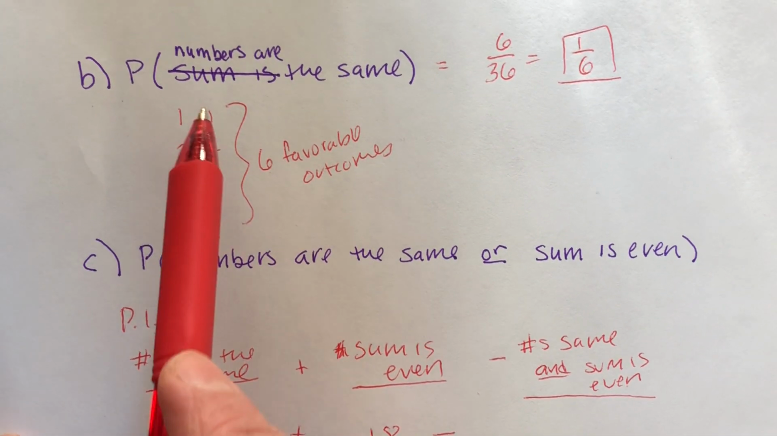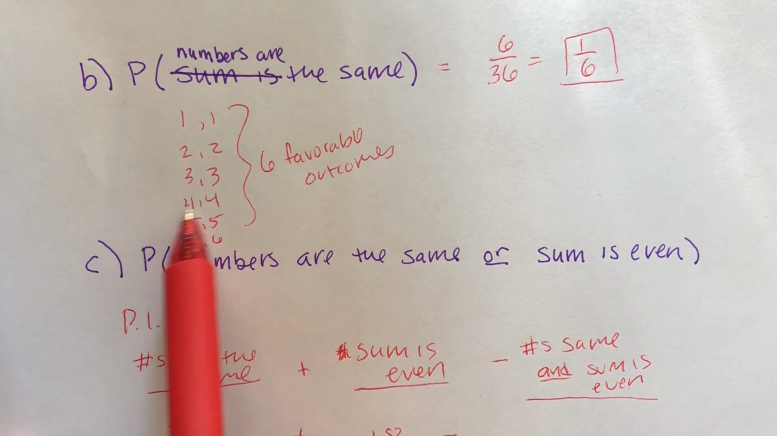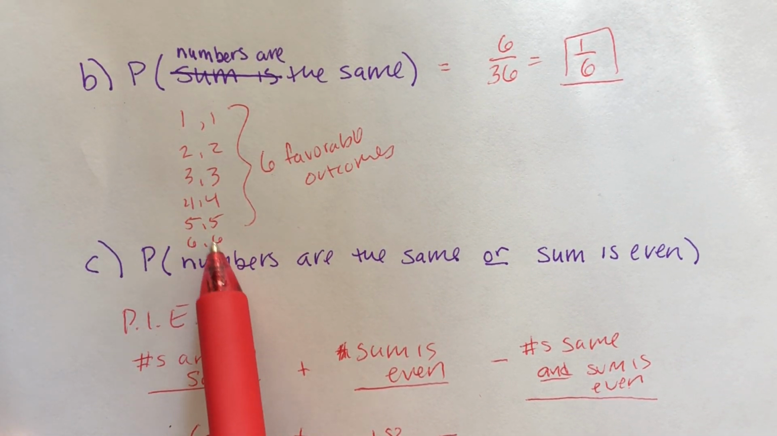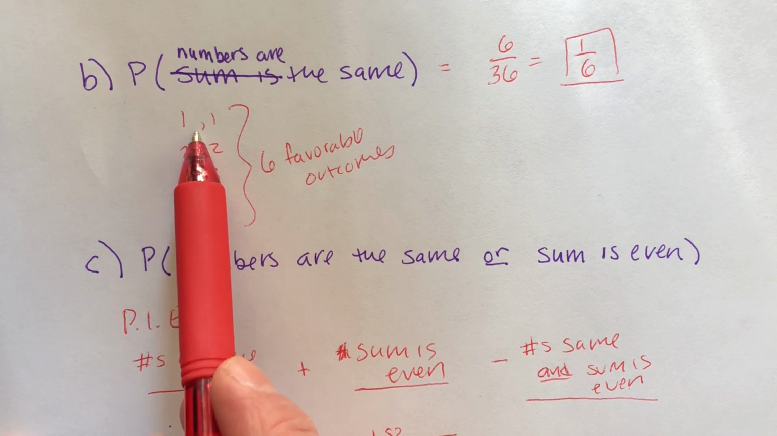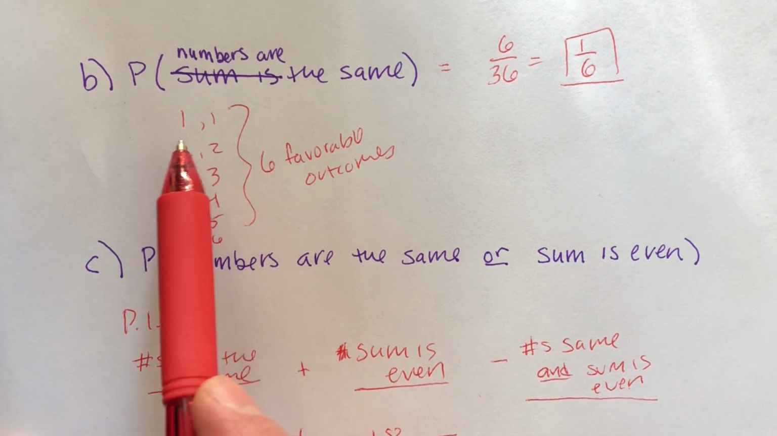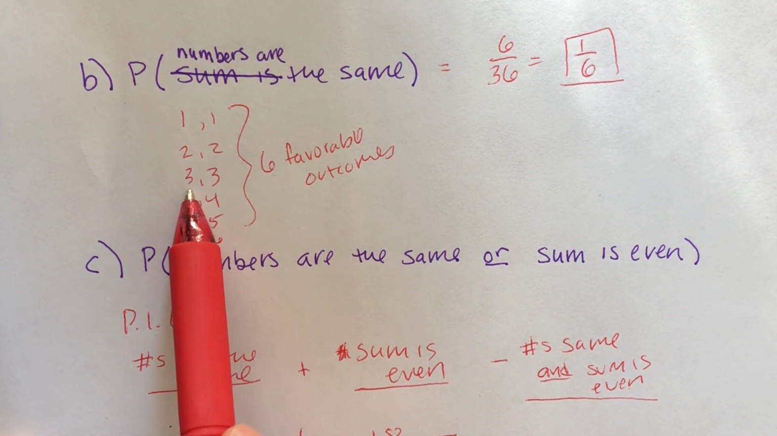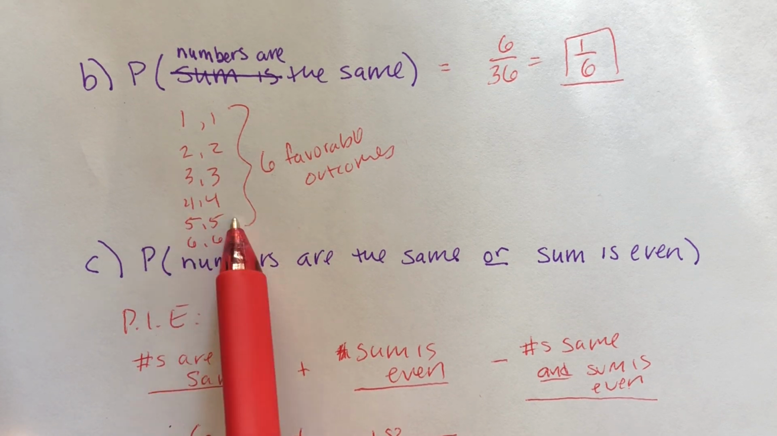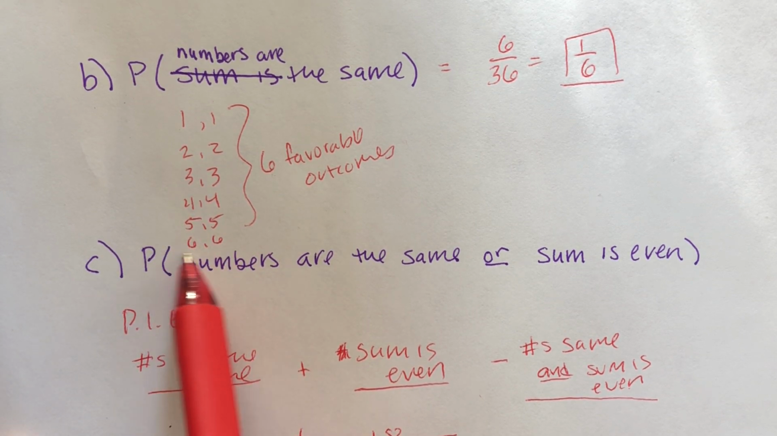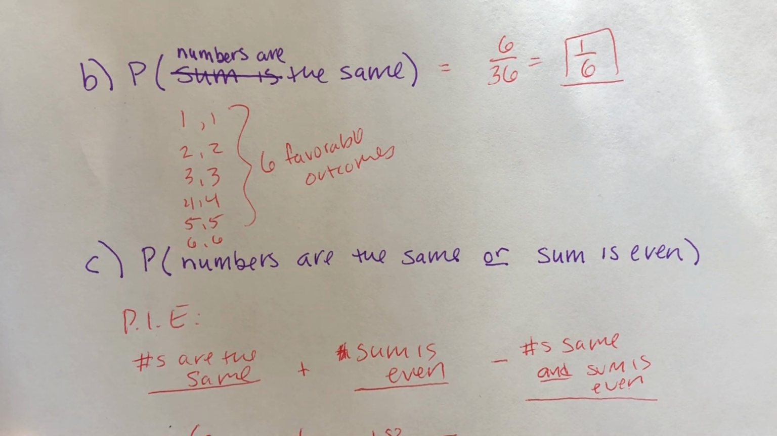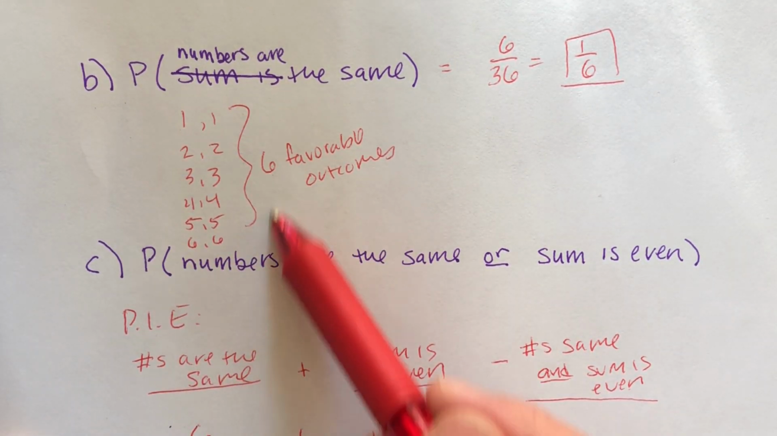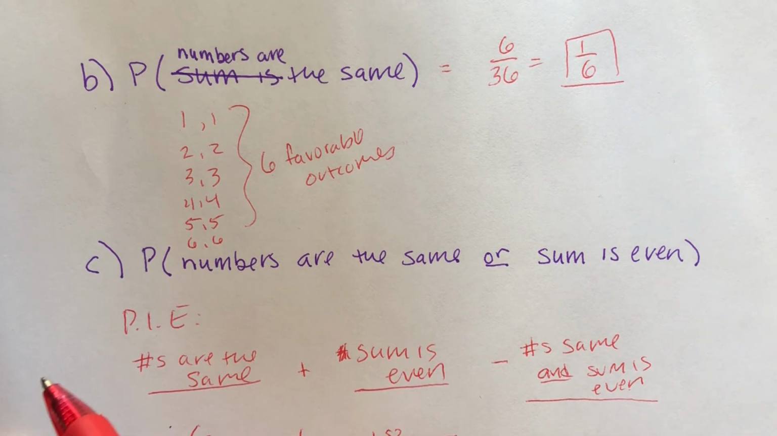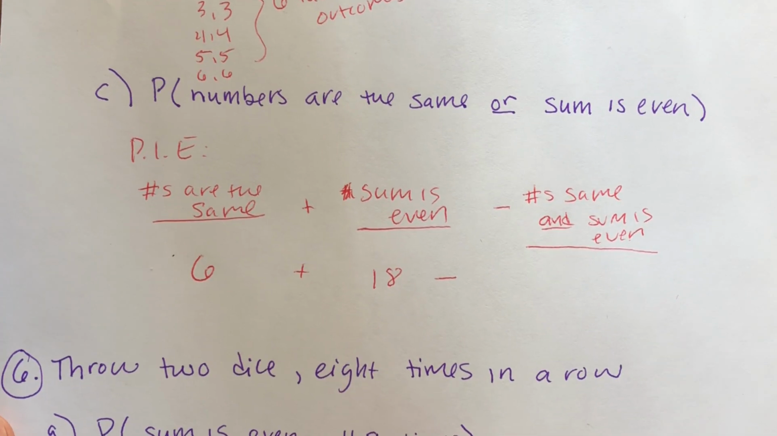Well, if we look at all the different ways in which the numbers are the same, all those 6 different ways, notice that the sum is definitely going to be even. 1 plus 1 is 2, that's even. 2 plus 2 is 4, that's even. 3 plus 3 is 6. Any of these, when you add them together, you're going to get double whatever the number is, and therefore the sum is going to be even. So all 6 of these favorable outcomes also happen to satisfy that the sum is even.